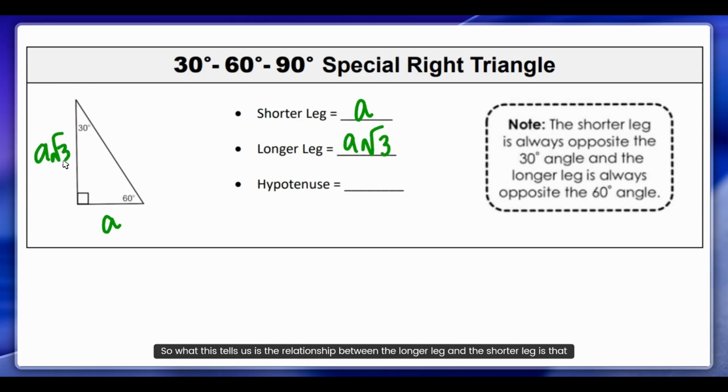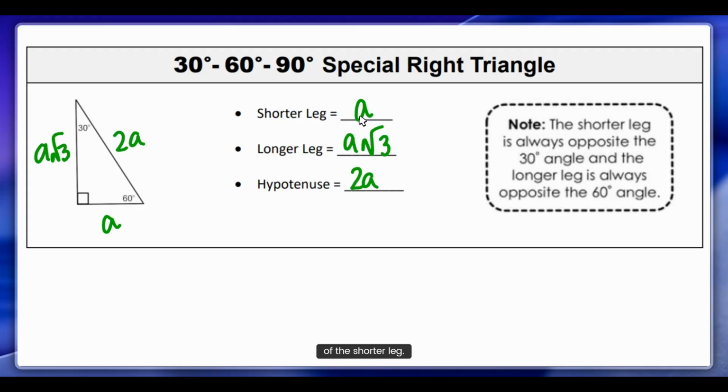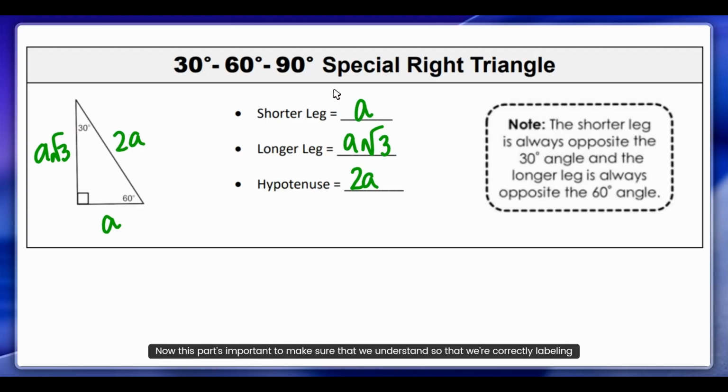So what this tells us is the relationship between the longer leg and the shorter leg is that the longer leg is the shorter leg's length multiplied by the square root of 3. And the hypotenuse here is going to be 2a, which tells us the hypotenuse is 2 times the length of the shorter leg. Now, this part's important to make sure that we understand so that we're correctly labeling the examples that we have coming up.